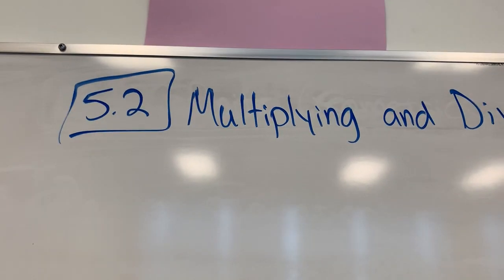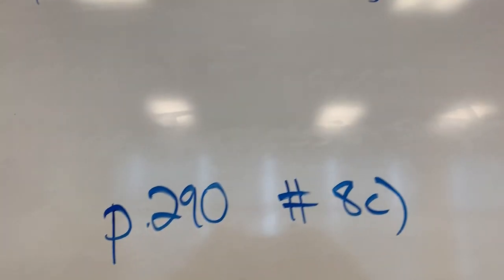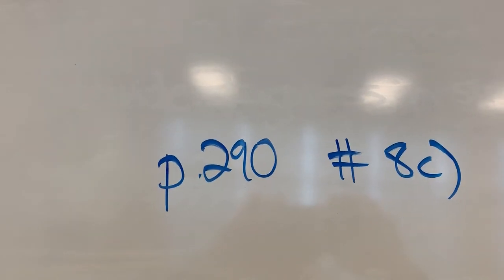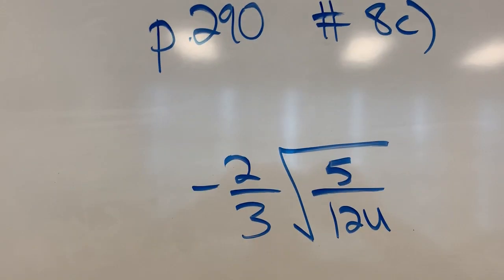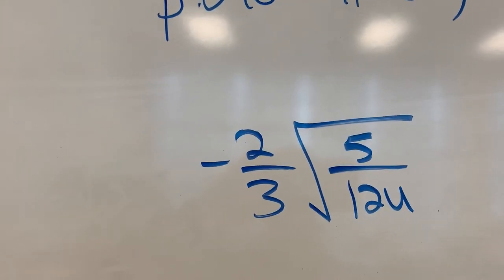Math 20, this example comes out of lesson 5.2, which is about multiplying and dividing radicals. I'm taking one from your textbook that I get asked quite a bit, and it just says for you to rationalize and simplify this expression right here, negative 2/3 times the square root of 5 over 12u.